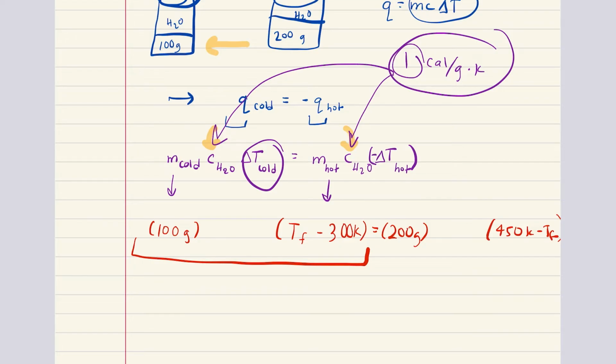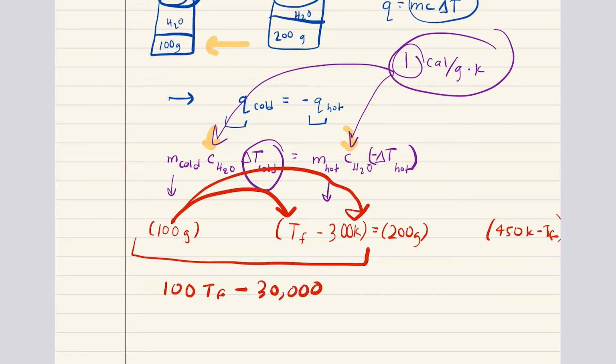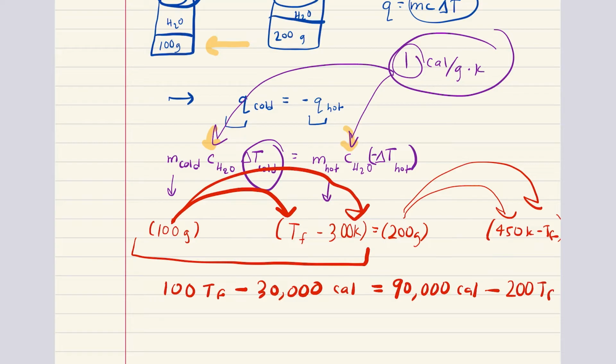So now on the left side, we have 100 grams multiplied by TF minus 300 Kelvin. So what we're going to do is distribute this 100 to both terms. So now what we have is 100 TF minus 100 times 300, that's 30,000 grams times Kelvin. We're going to write this as calorie here. Okay, on the right side, we have 200 grams multiplied by this, and we're going to distribute it. So what we have here is 200 multiplied by 450. We get 90,000 calories minus 200 multiplied by minus TF. We get minus 200 TF.